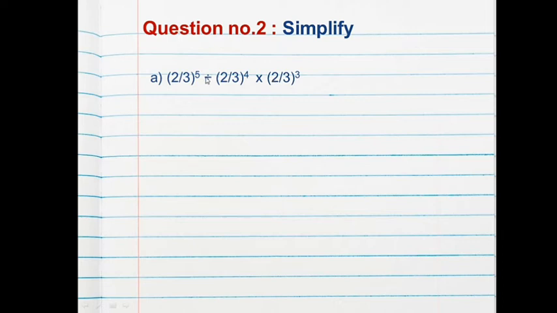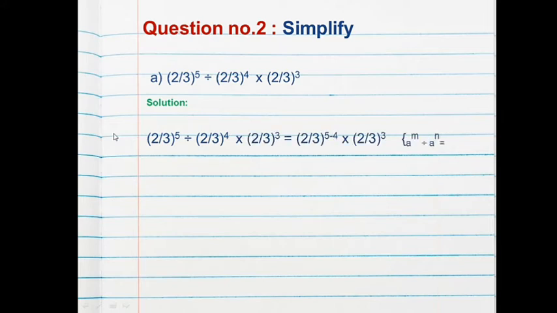So here if it is given division, and we know when the bases are equal, exponents are different, and it is given in the form of division, it means we have to subtract the powers. So here we will apply that law. Solution: (2/3)^5 divided by (2/3)^4 into (2/3)^3 is equal to (2/3)^(5-4) into (2/3)^3. So here we did the subtraction between the two exponents.